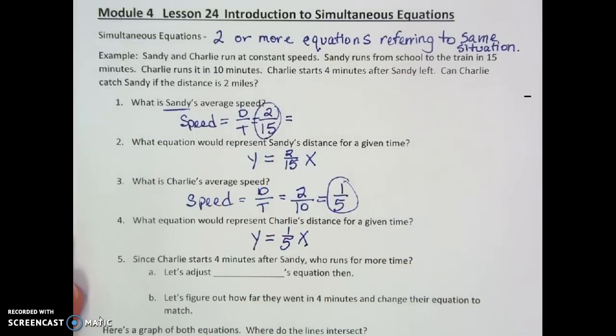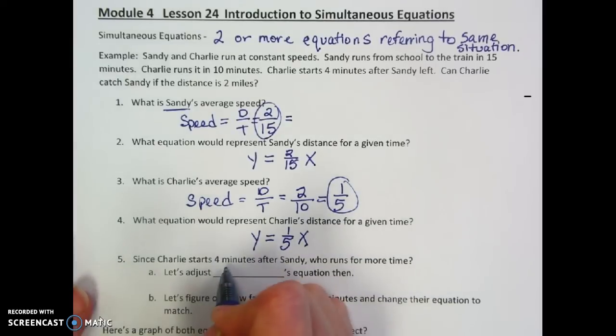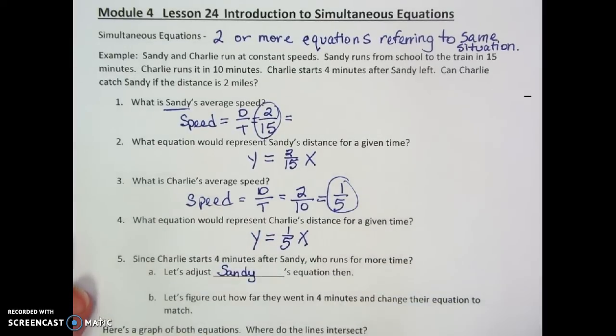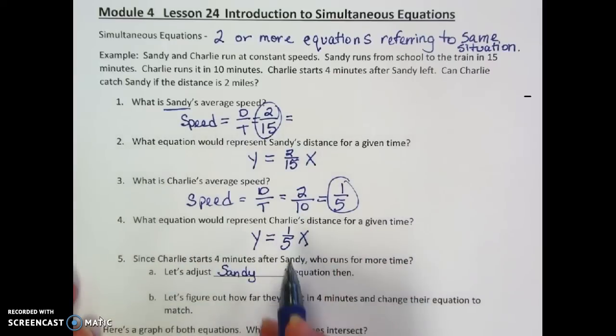Now, we skipped one thing in the problem we didn't talk about yet. Charlie starts 4 minutes after Sandy. Who runs for more time? Sandy. So let's adjust Sandy's equation. Sandy's equation was y equals 2/15 x. But because Sandy runs for more time, she actually ran a distance before Charlie started to run. Well, we need to add that in as her y-intercept, as her starting amount.